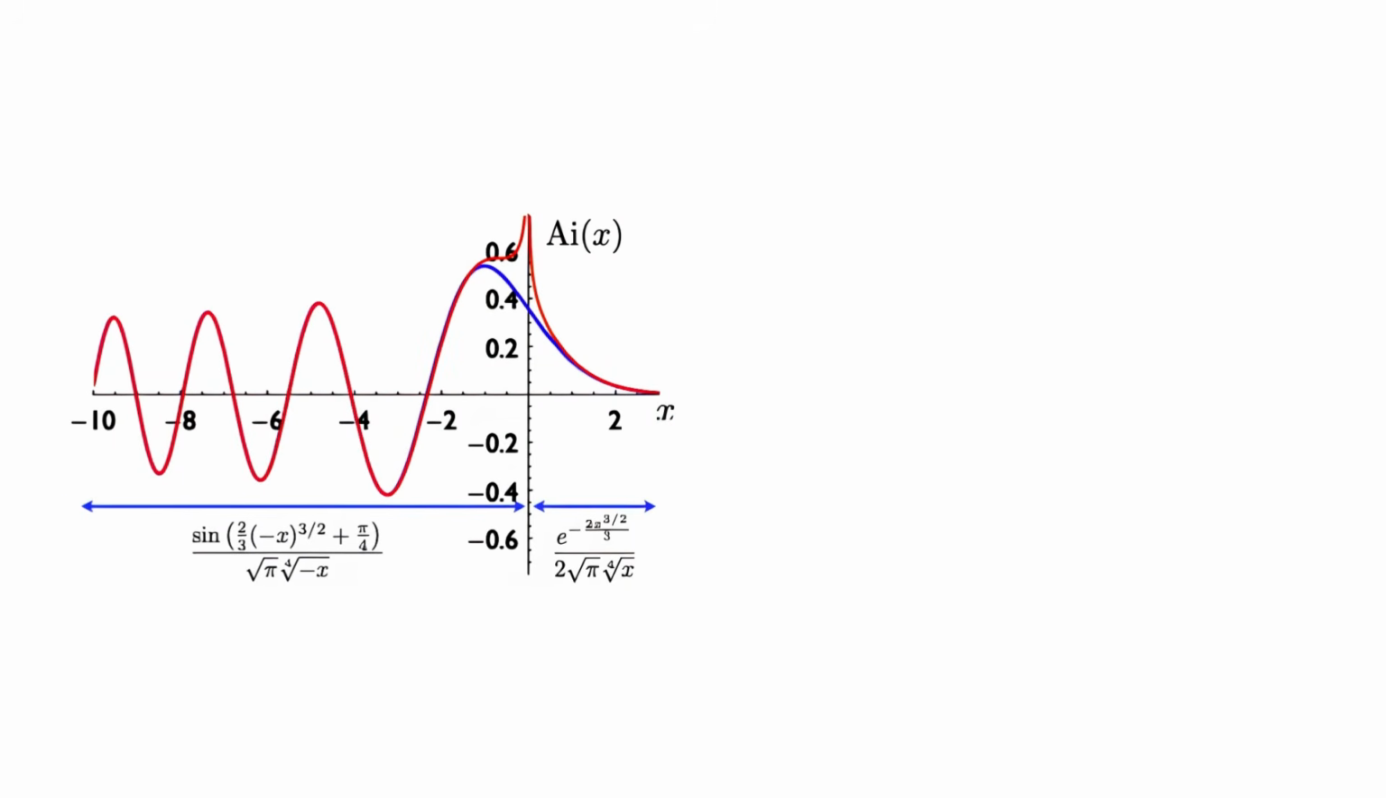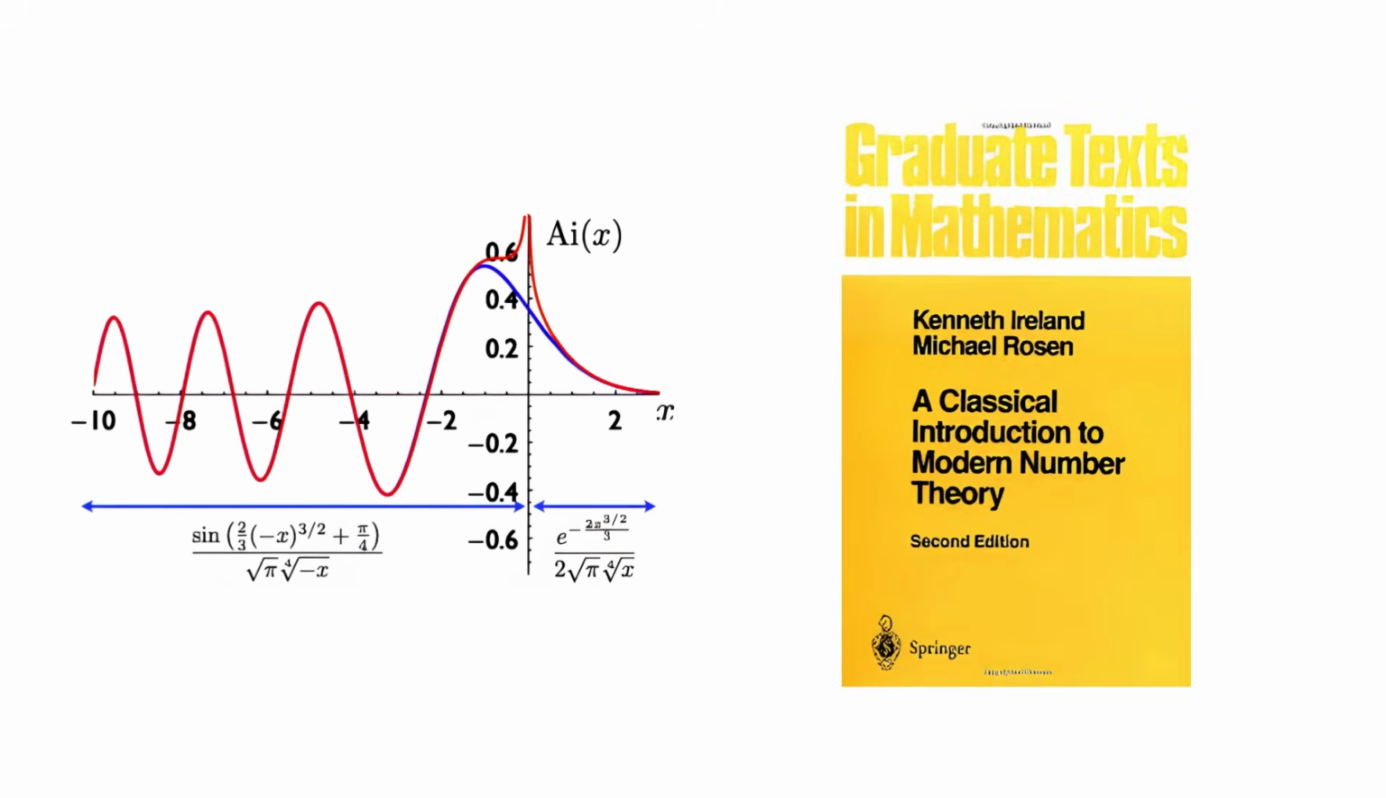Iwasawa theory is fundamental for understanding the deepest asymptotic phenomena in arithmetic, revealing hidden growth patterns and providing a bridge between p-adic analysis and classical number theory.